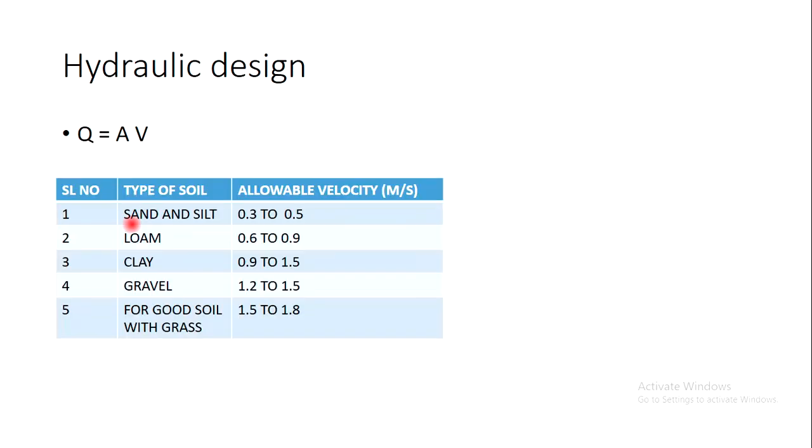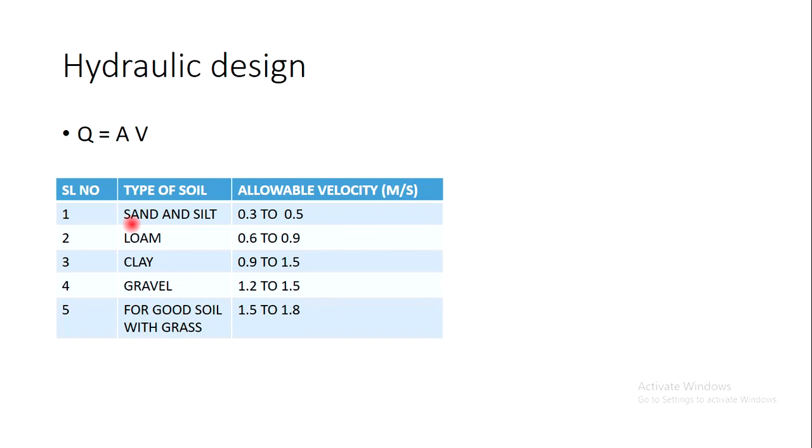The second part is hydraulic design. In this hydraulic design, we are using the basic equation Q is equal to A into V, that is, runoff is equal to cross-sectional area into velocity of flow. Here the allowable velocity of flow is not the same for all types of soils. For different types of soil, we have different values of allowable velocities.